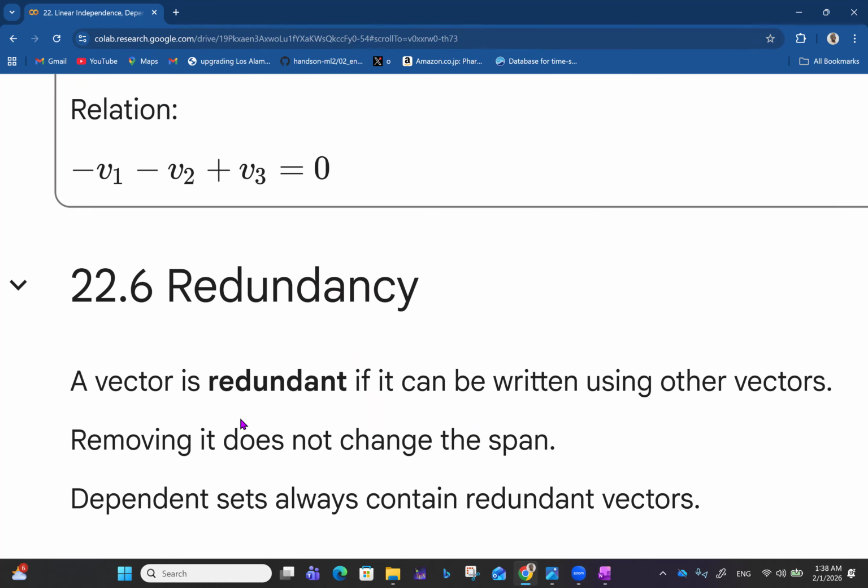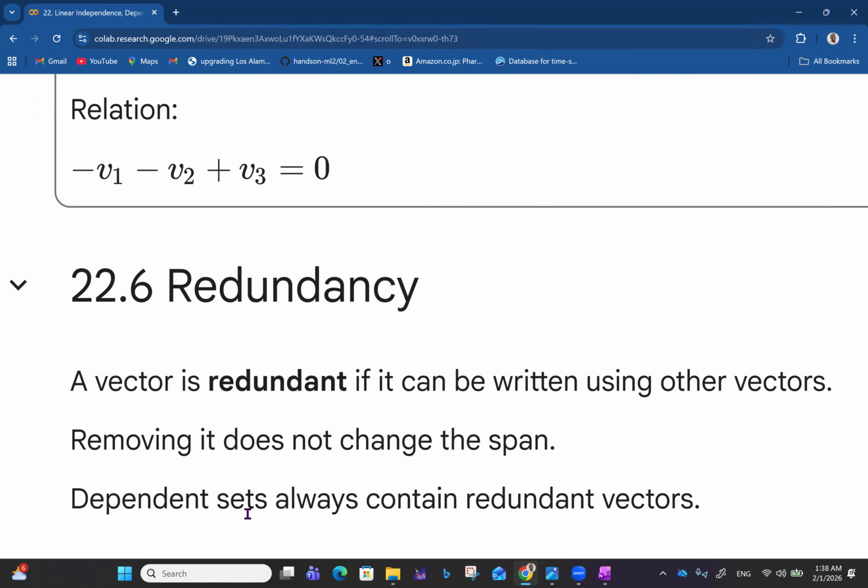So redundancy: a vector is redundant if it can be written using other vectors. Like 2, 4 is redundant, if you have 2, 4 and 1, 2, because 2, 4 can be written as 2 times 1, 2, right? So removing it does not change the span. So if you have a set of vectors 1, 2, 2, 4, and 3, 6, and you remove 2, 4 and 3, 6, you wouldn't have done anything wrong, because the 1, 2 is essentially the same as 2, 4 and 3, 6.